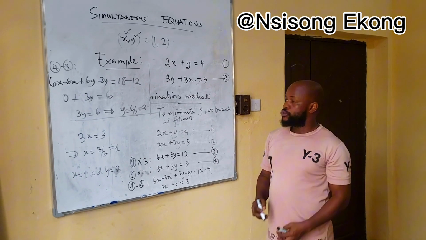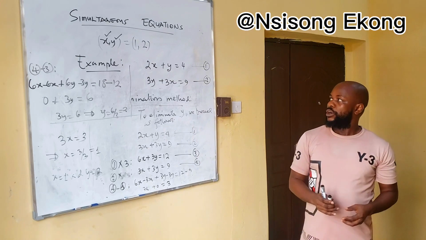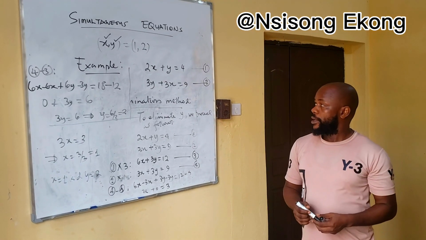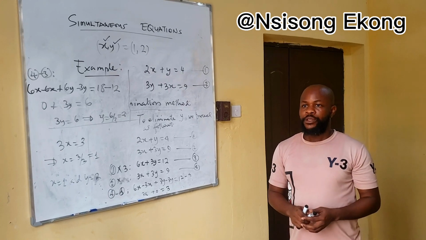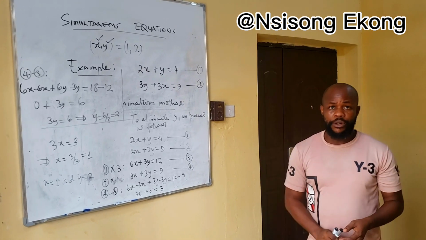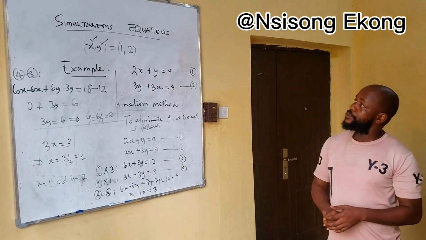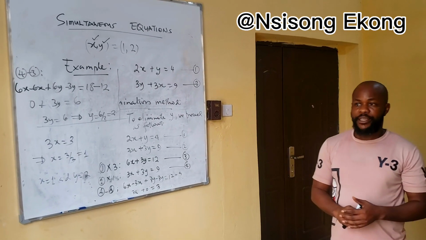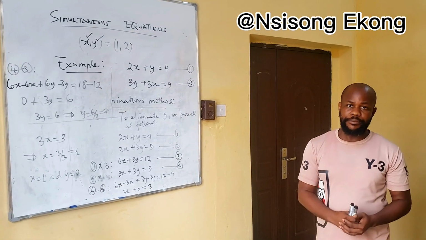So using the two methods, we've been able to solve for the values of x and y respectively, and the result is 1 and 2 respectively. So whether you use the elimination method or the substitution method in solving systems of two equations to get the values of the unknown variables x and y, the result will still be the same.